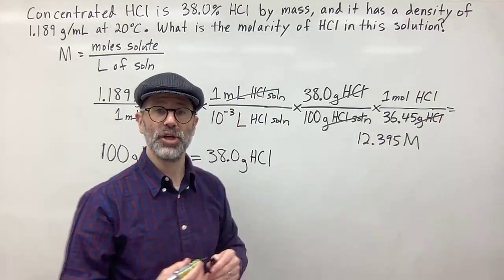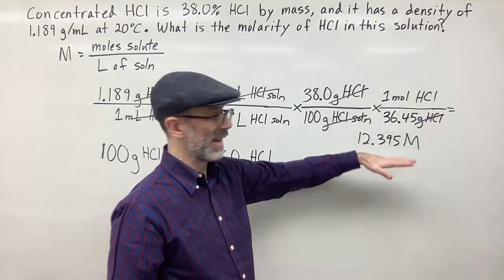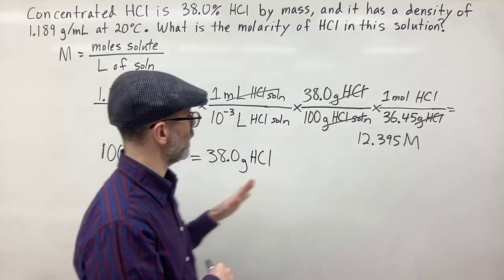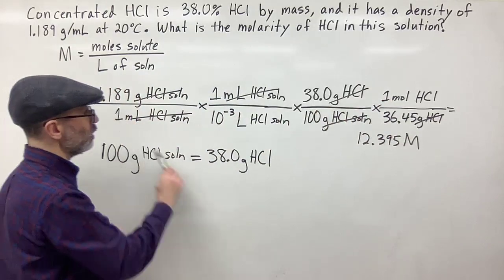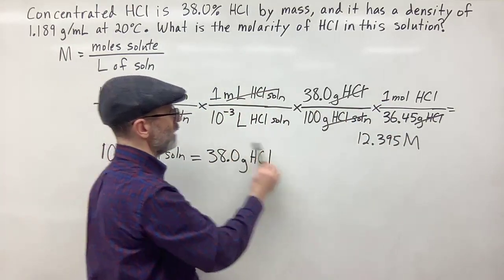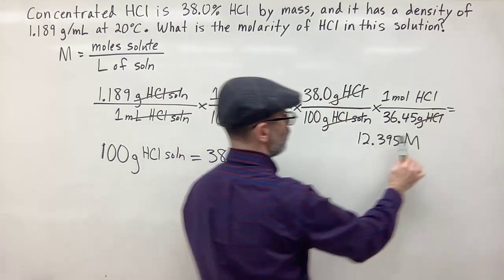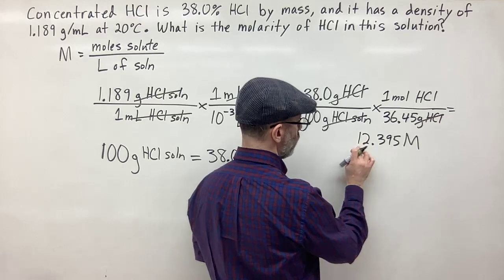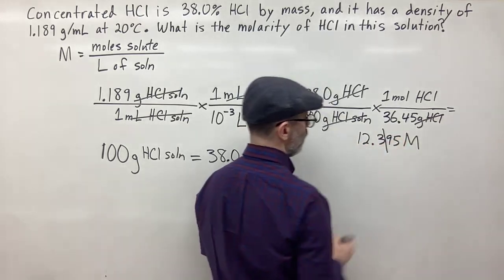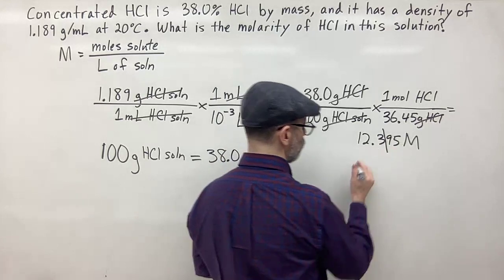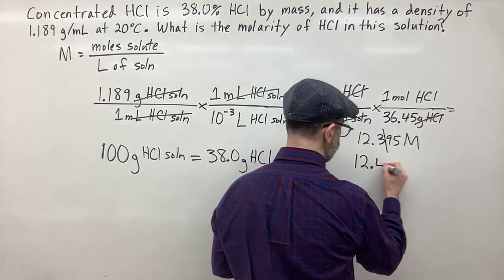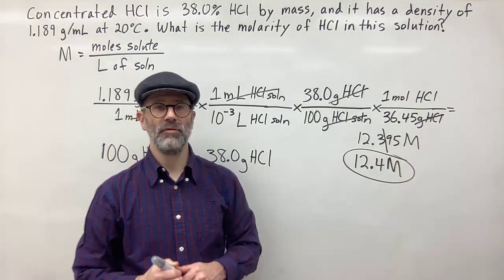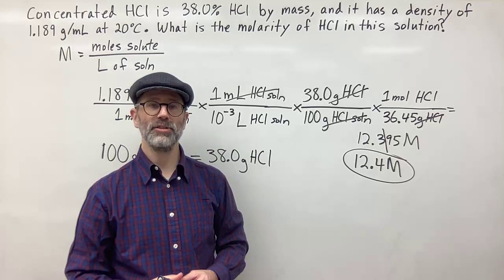And of course, I need to make sure I have the right number of sig figs. Remember that your answer should have the same number of sig figs as the least number of sig figs in the measurements you are multiplying and dividing. So here I have 4. This is exact, so I can ignore that. This has 3, and this has 4. So the least number is 3, so I need to cut it off at 3. So I have 1, 2, 3. So I cut it off there. This is a 9, so I round that to 4. So 12.4 molar is the molarity of this particular hydrochloric acid solution.